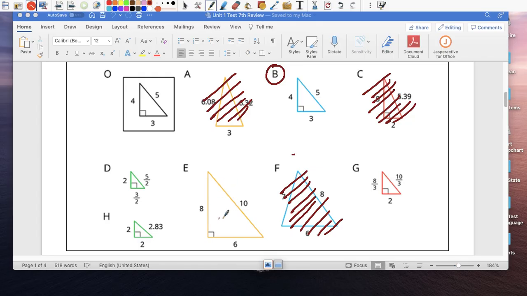Let's do this one. This one I think is pretty obvious. 8, 10, and 6. The scale factor is 2. 4 times 2 is 8, 5 times 2 is 10, and 3 times 2 is 6. So this one is definitely a scale copy.